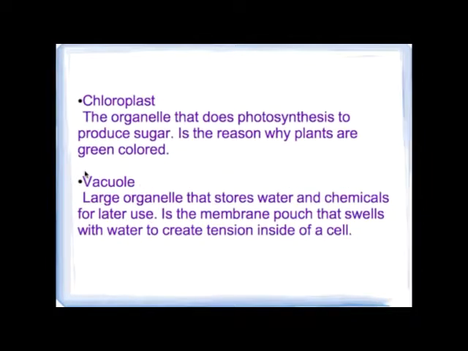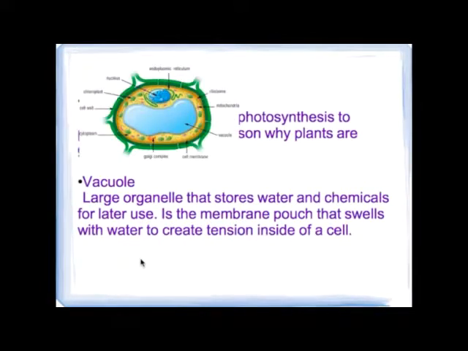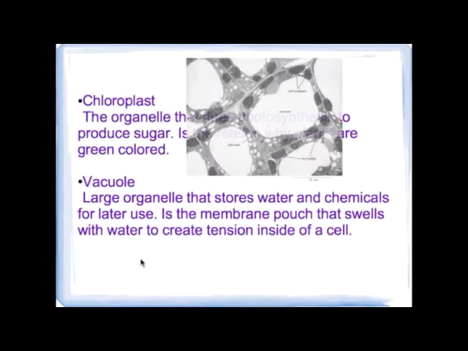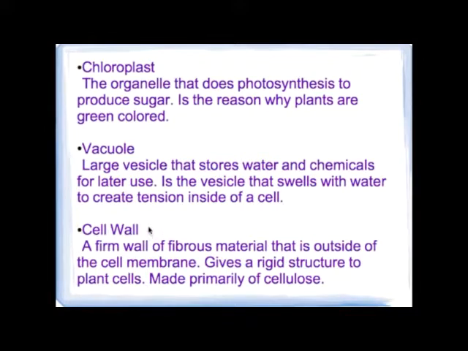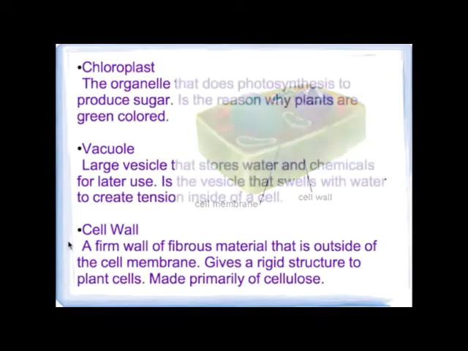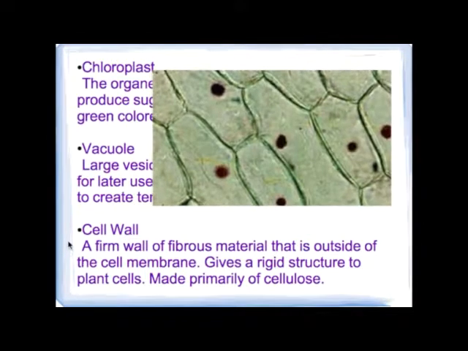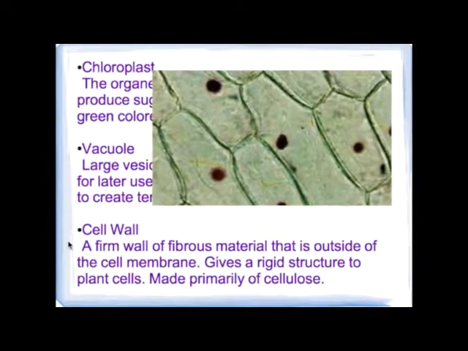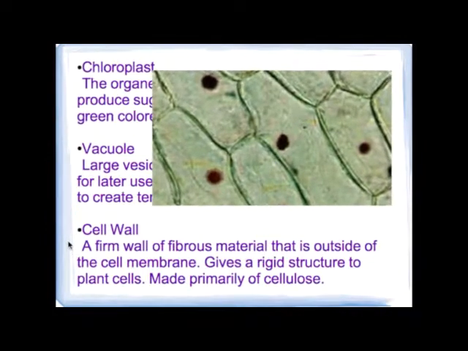The vacuole is a large organelle that stores water and chemicals inside of it for later use. Vacuole is a membrane pouch that swells with water to create tension inside of a cell, as if the vacuole were a water balloon. The cell wall is a firm wall of fibrous material that is outside of the cell membrane. It gives a rigid structure to plant cells. The cell wall is primarily made of a polymer called cellulose.